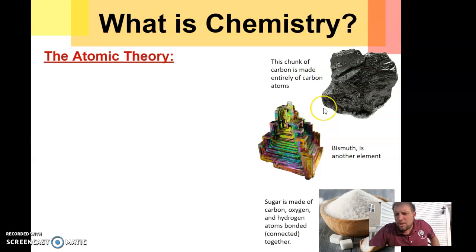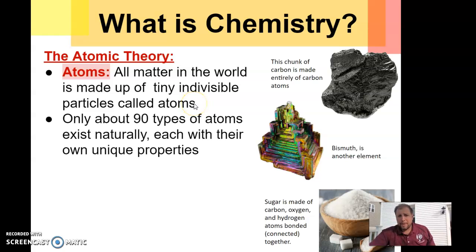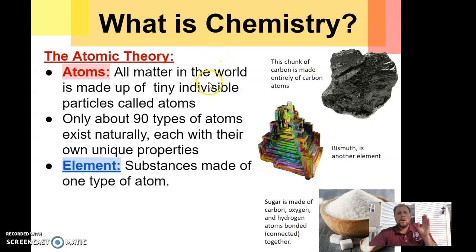Now, I actually didn't start this unit by introducing chemistry. I wanted to start you with one of the most important concepts we're going to talk about in this class, and that is atomic theory. This is something you're probably familiar with, but all matter in the world is made up of tiny, indivisible particles called atoms. Atoms are the building block of all matter, and there's only about 90 different types of atoms that exist naturally. Each have their own unique properties. Some are hard, some are soft, some are solid, some are gas, some are black, some are white. They're all unique. These 90 types of atoms are called the elements.